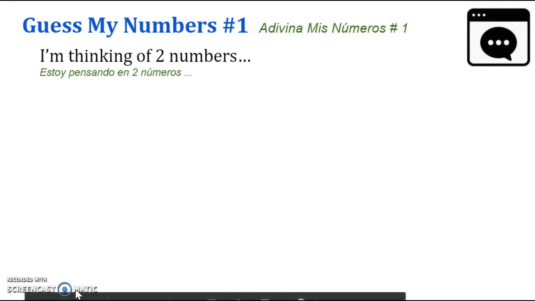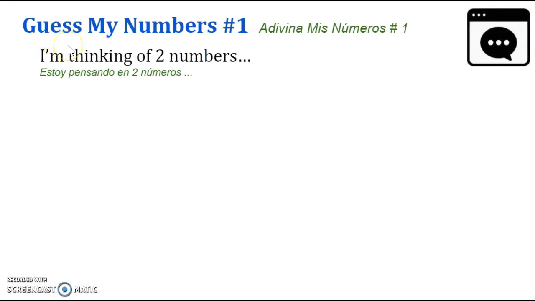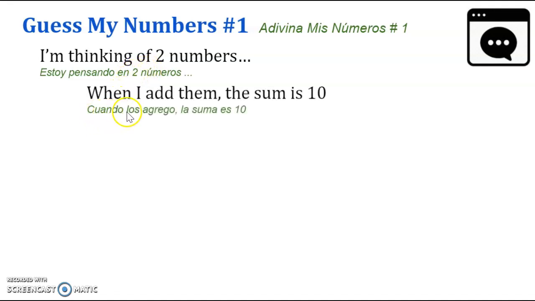Now that we have just finished reviewing how to graph linear equations, we are going to be playing some fun math games. You're going to be guessing the two numbers that I'm thinking of. I'm thinking of two numbers, but there are some special conditions. When I add the two numbers, the sum is going to be 10.